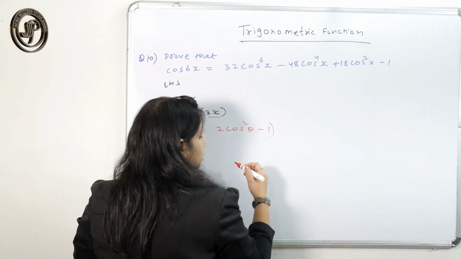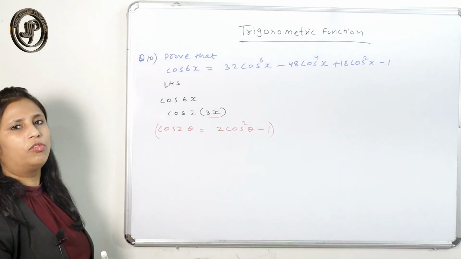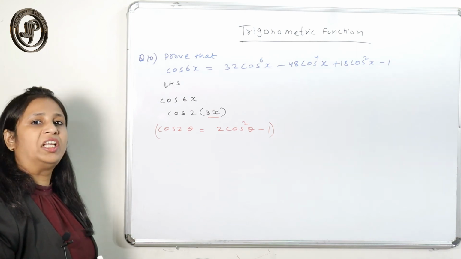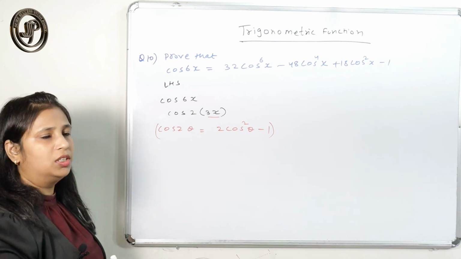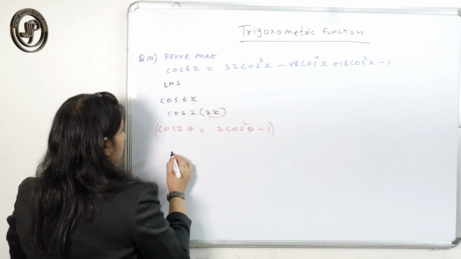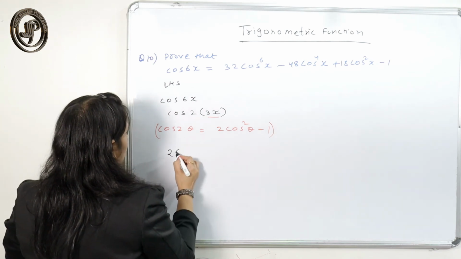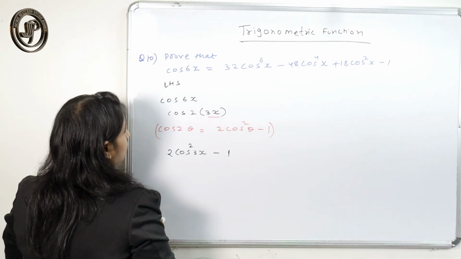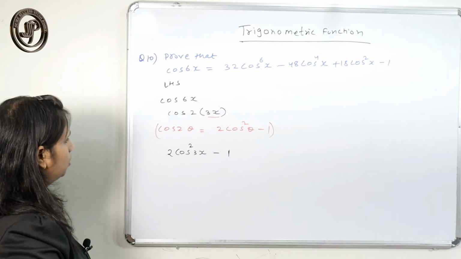Why am I using this formula? Because I need the RHS in terms of cos only, and in the rest of the formulas of cos 2 theta, sin and tan will come. That's why I have chosen this formula. Now this is my theta. If I apply, then I'll get what? 2 cos square 3x minus 1.